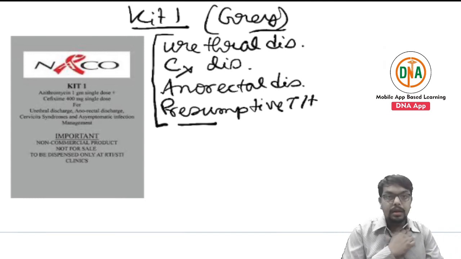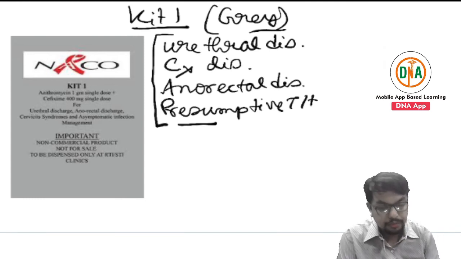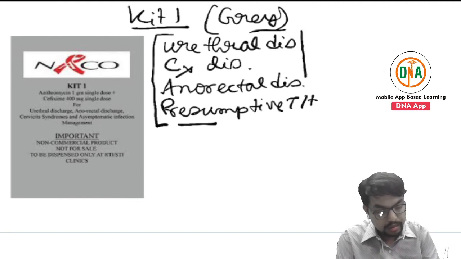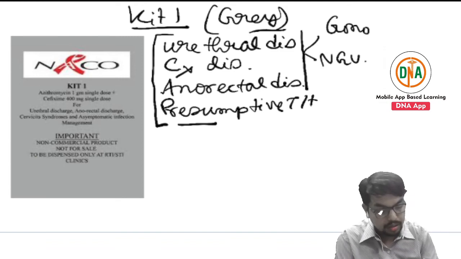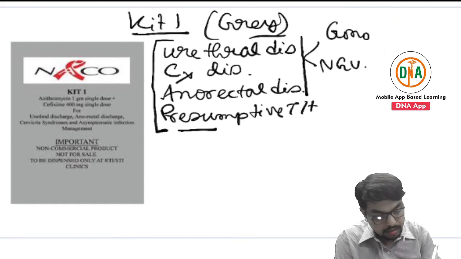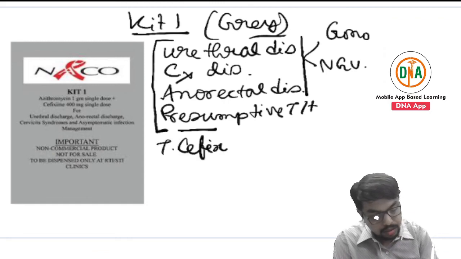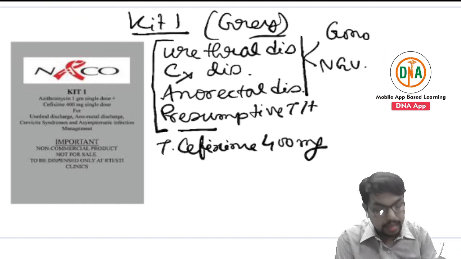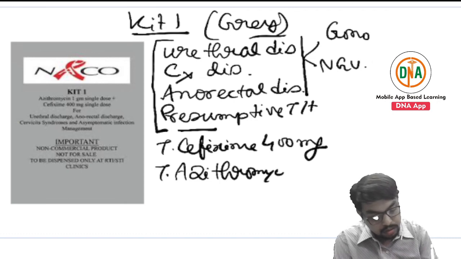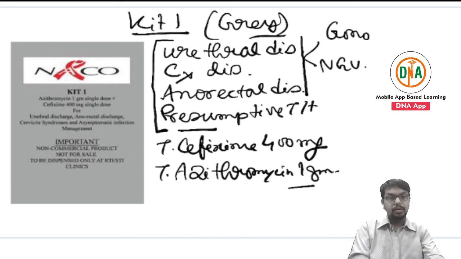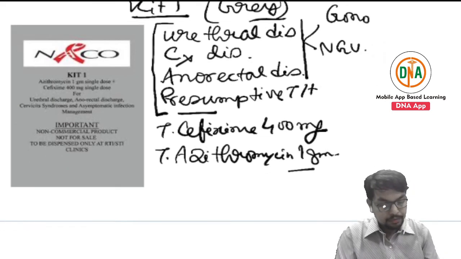Okay. Now, we have seen that the causative organism for all these is either gonorrhea or non-gonococcal urethritis. So the drugs that we give here are tab cefixime 400 milligram stat single dose and tab azithromycin 1 gram stat single dose. Okay. Now, what is presumptive treatment?